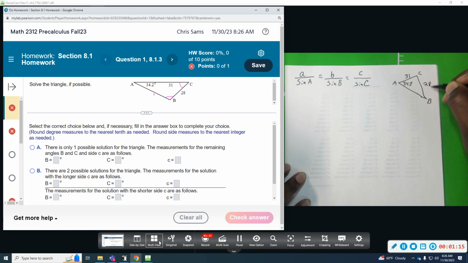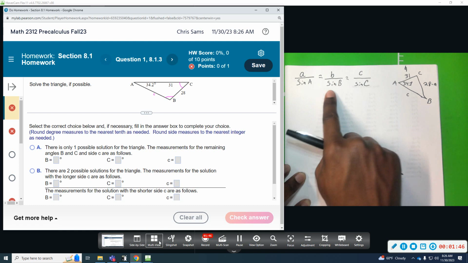So remember, the side is opposite the angle. So over here, this would be side B. Across from A, this would be side A. And across from C, this would be side C. So I don't know side C, I don't know angle C. I can't solve for C yet. But what I can do is solve for angle B, because I have angle A and side A. So I got those two pieces. I have side B, but I don't have angle B. So this is the first one I'm going to solve.